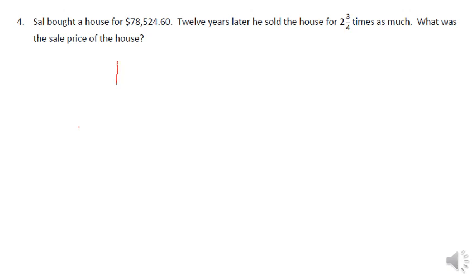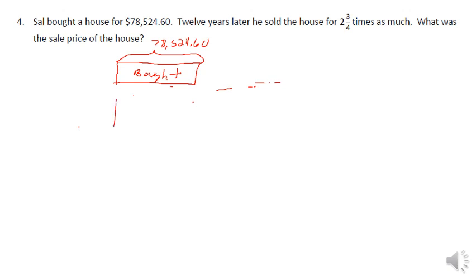Okay, so we're going to start off just with a typical tape drawing. And we know this was when he bought it. He bought the house. And this was $78,524.60. Now it says he sold it for 2 3/4 times as much.